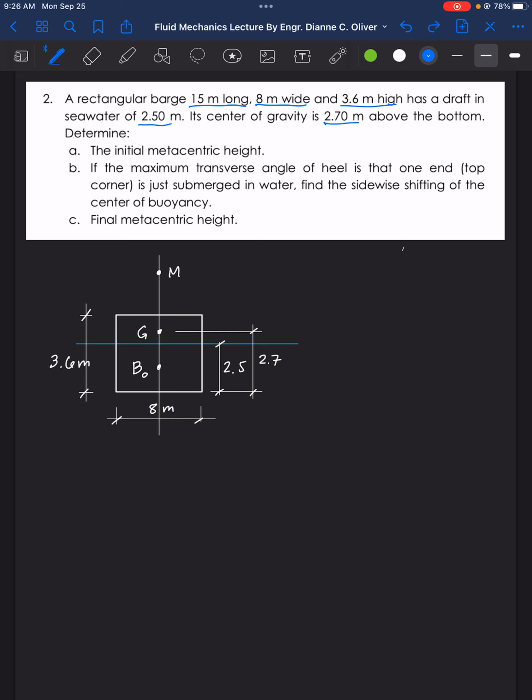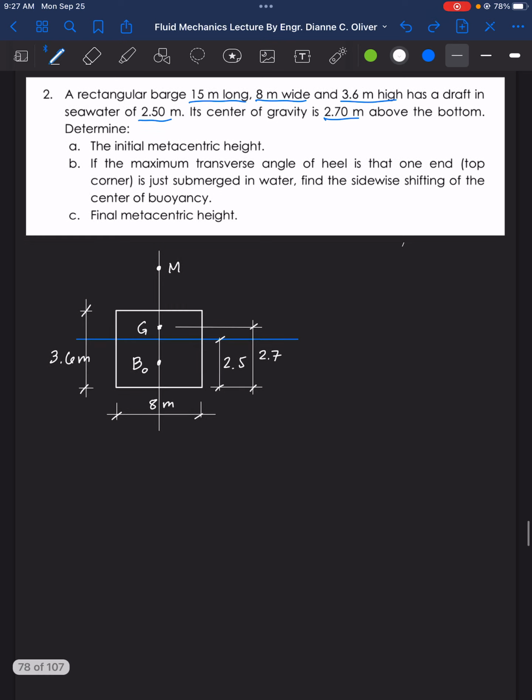So how do we find the value of MG? So we have MBO minus GBO. Again, we must recall here that for the B sub O, this is half of the draft, 2.5. So that is 1.25. So 1.25 here, 1.25 here.